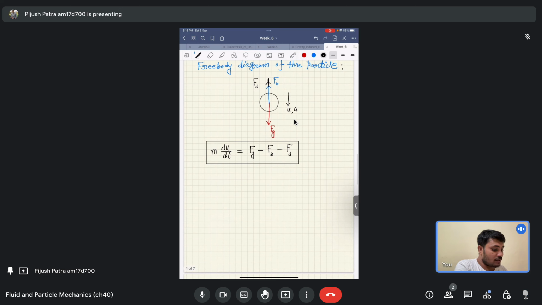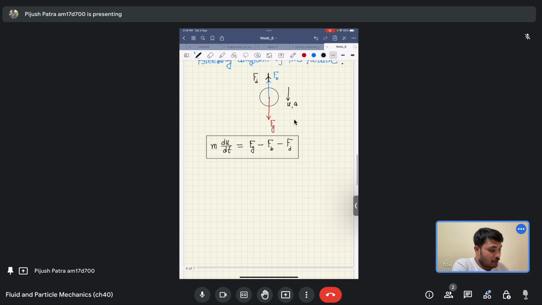So what are the external forces in this problem? The external force acting on the particle is gravity. Let me write it down. The gravitational force acting on the particle, Fg, is simply mass times acceleration due to gravity, m into g.